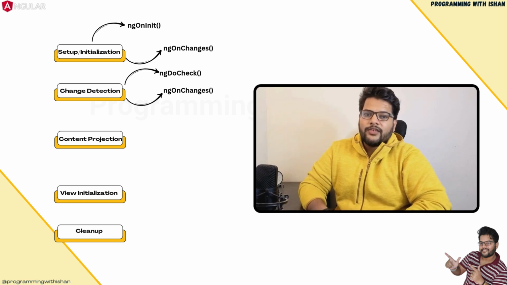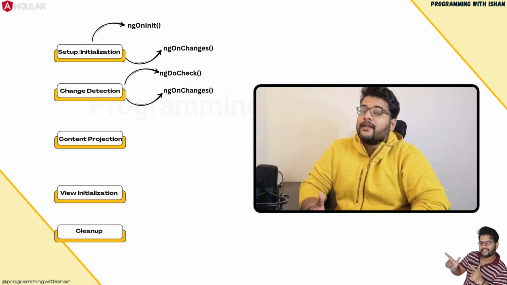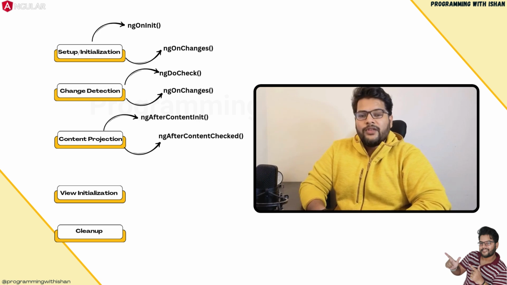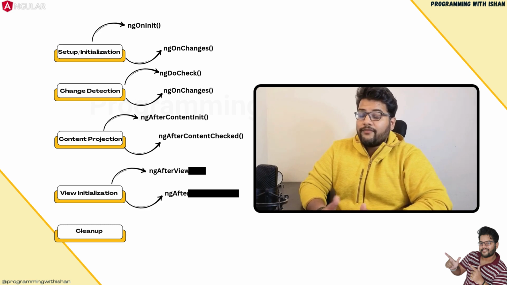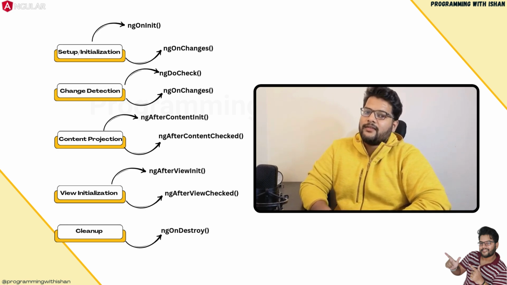Then comes the content projection. So we already have discussed this in detail, that ngAfterContentInit and ngAfterContentChecked can be part of this category. Then the view initialization, then ngAfterViewInit and ngAfterViewChecked can be the part of this category. And finally the cleanup category will have the ngOnDestroy, which is responsible for the cleanup purposes. So this is how we can categorize our hooks into 5 different categories, and use this to remember the purpose of these lifecycle hooks as well as the names of the lifecycle hooks also.